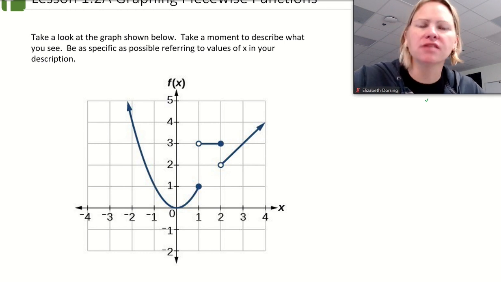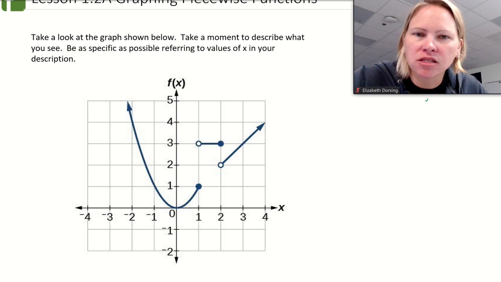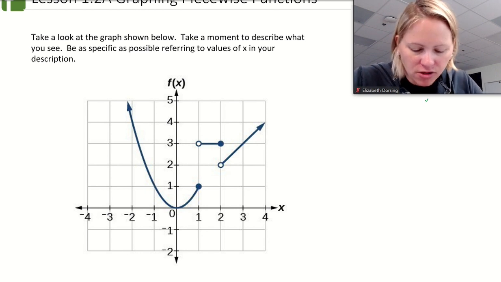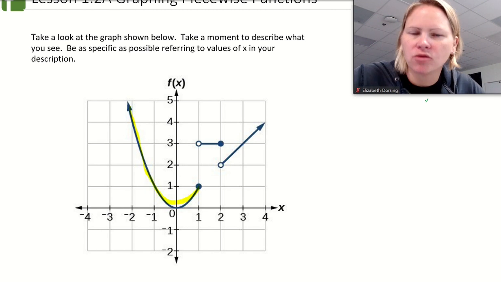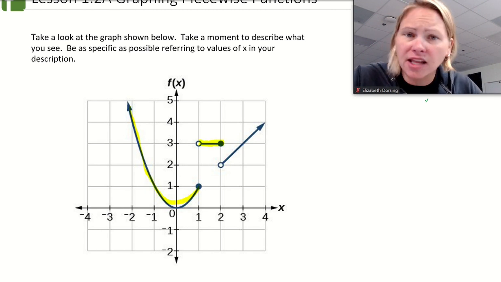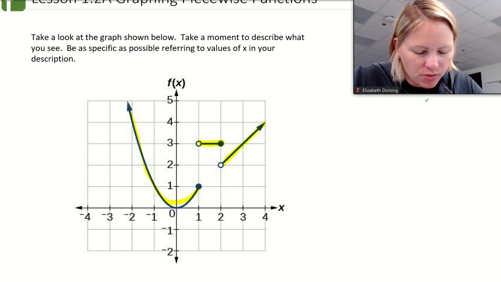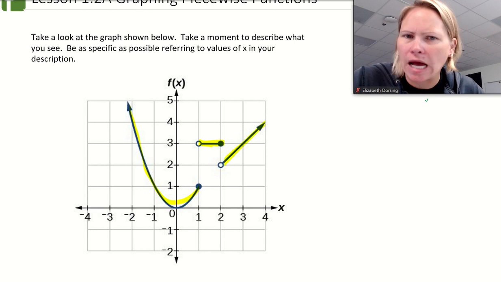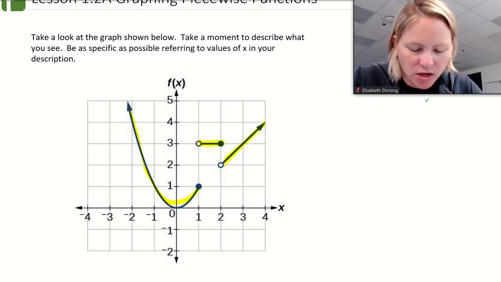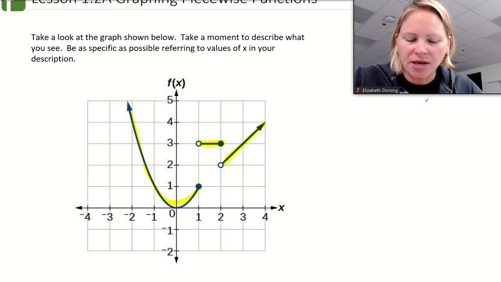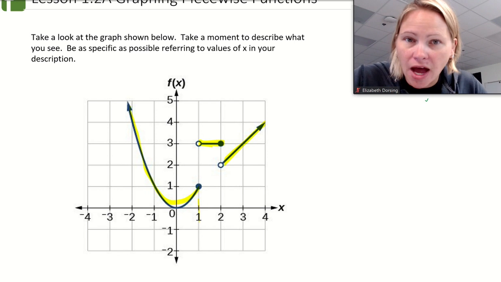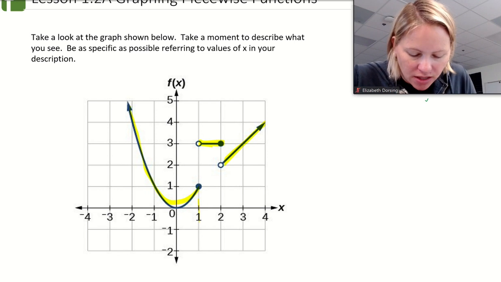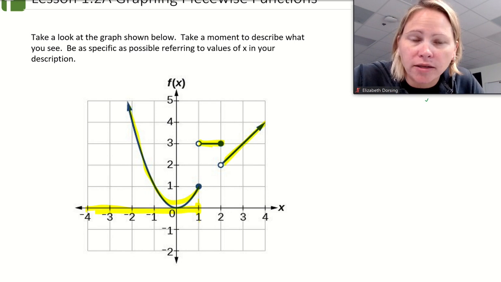But as I look at this, I notice that I've got three distinct pieces. I have one piece here that appears to be a parabola, maybe the equation x squared. I've got a horizontal line segment there, and then I've got this ray here, which appears to be the equation of some line. It looks like the slope might be up 1 over 1, so a slope of 1. And then we also want to take note, because each of these pieces is graphed over certain values of x. So this parabola is everything up to and including x equals 1.